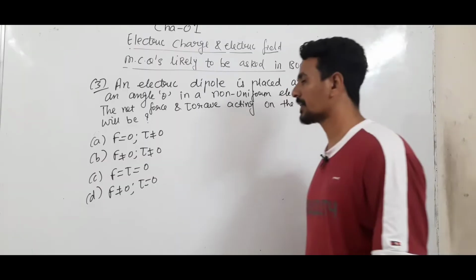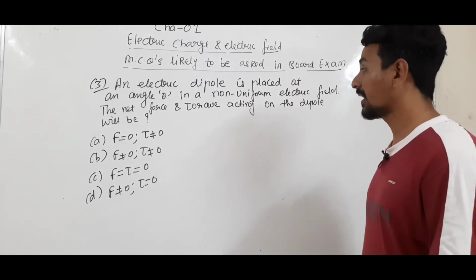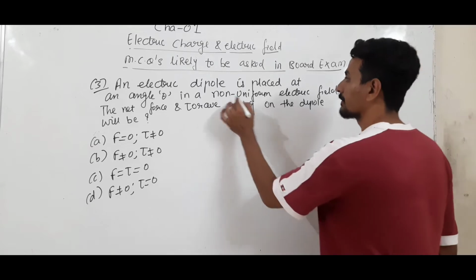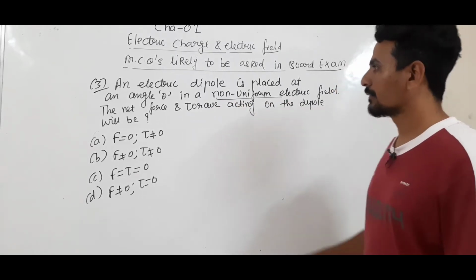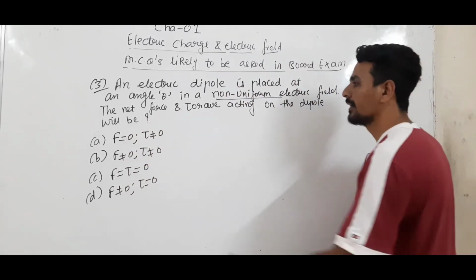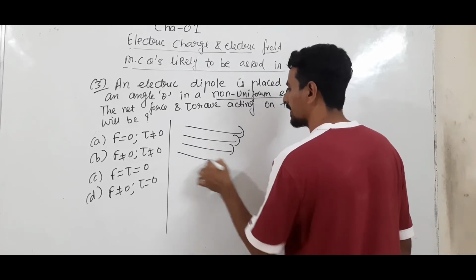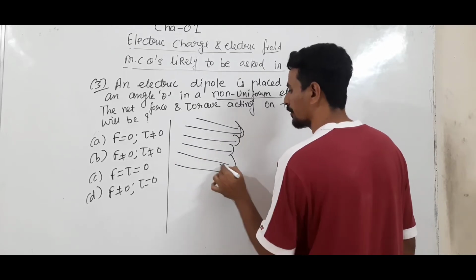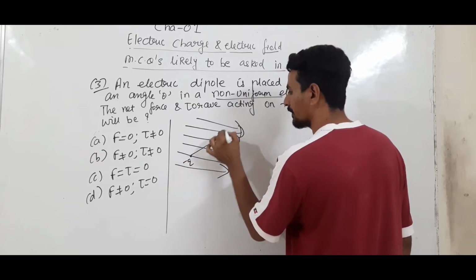Okay, let us solve another question. See the third one. An electric dipole is placed at an angle theta in a non-uniform electric field. Make it clear, it is placed in a non-uniform electric field. What is the net force and torque acting on the dipole? This will be your non-uniform electric field. Suppose I am placing the dipole this way, -q and +q.